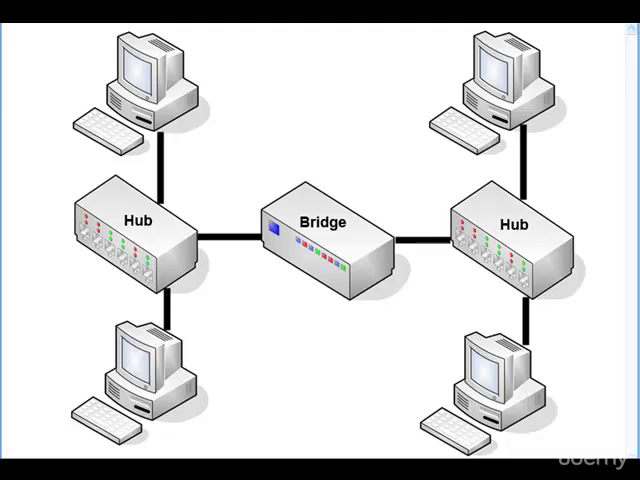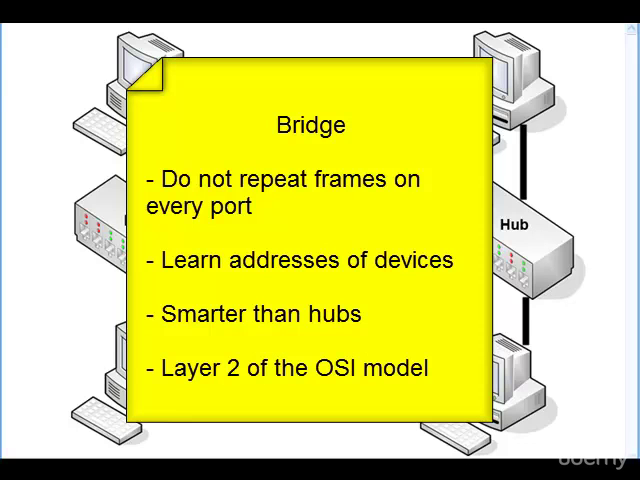What it does is when a frame comes in, it takes a look at the destination address of that frame, and it compares it to a list of addresses it knows. And when it finds it, it says, okay, I know the interface that I need to send the frame out in order to get it to its final destination, and it only sends it out that particular interface. It doesn't repeat it out every connected interface. So it's a bit smarter.